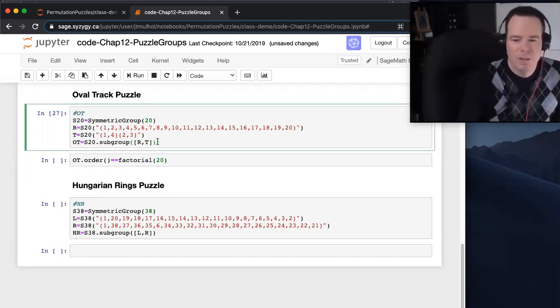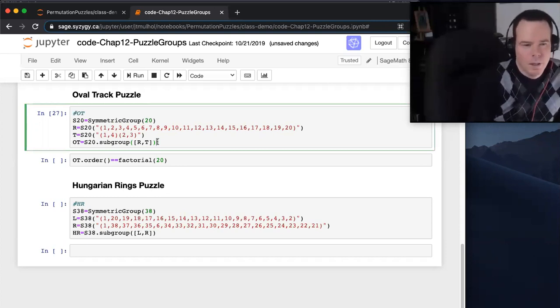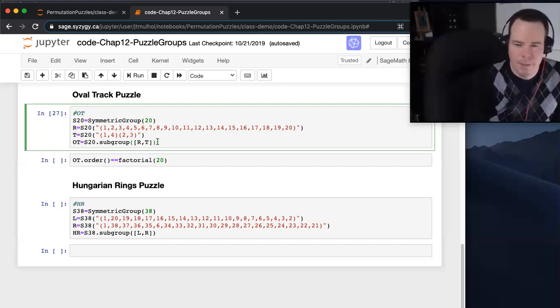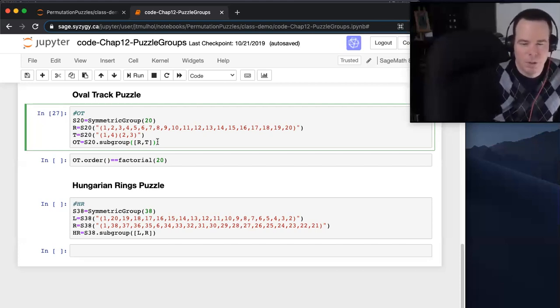And now we can ask, how big is this group? Our query about how big it is, we can be a little bit more strategic in this. There's 20 tiles. So really the fundamental question is, are all permutations possible? How many permutations are there of 20 tiles? Well, there's 20 factorial of them. How big is our group? Well, that would be ot.order.